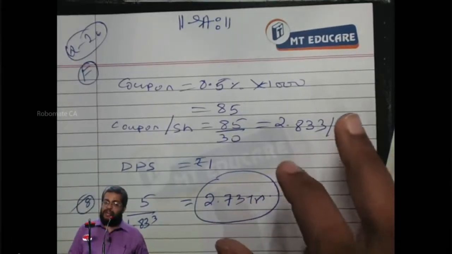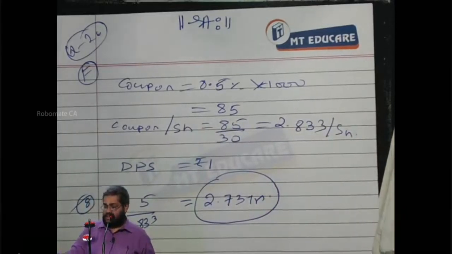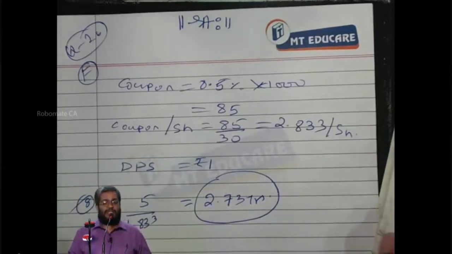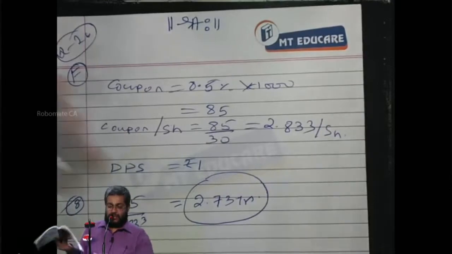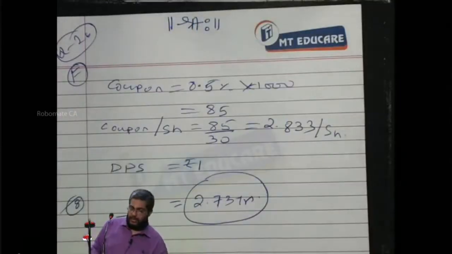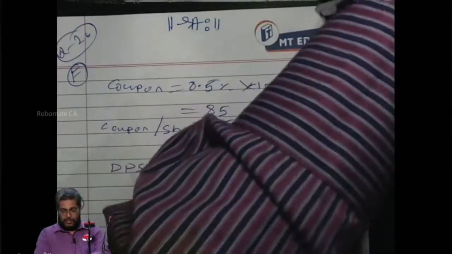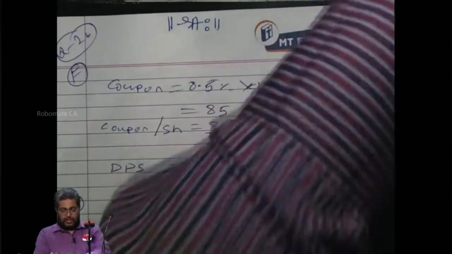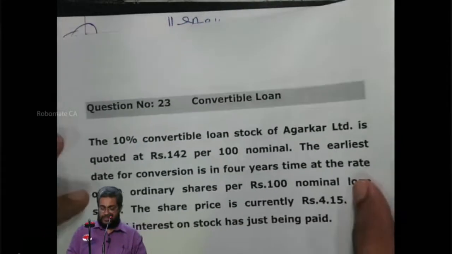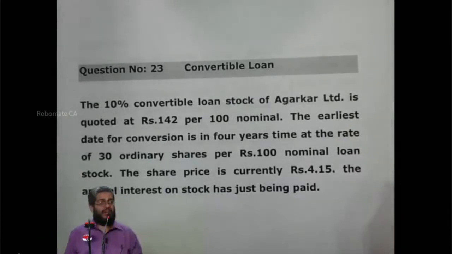Okay, everybody, are you comfortable or not? Now, with this, we complete this particular sum on question number 26. These three sums, 24, 25, 26, are standard convertible bond problems. Can we move to the next question or not? Now, please take question number 23. A study material problem, but a good sum in this convertible bond area.